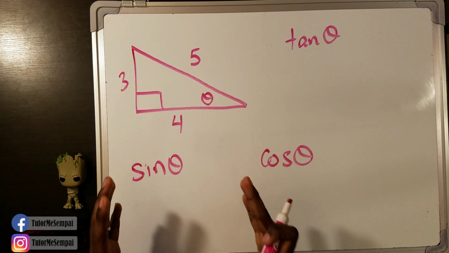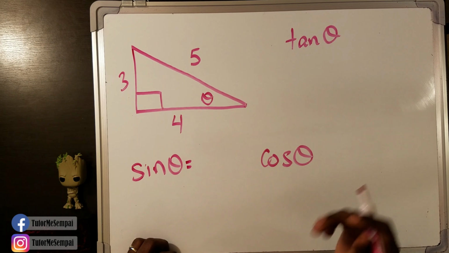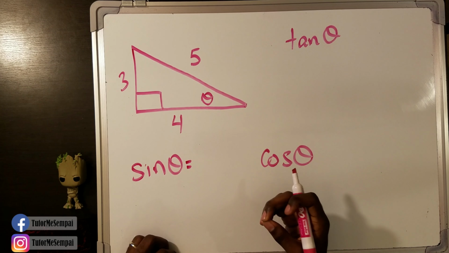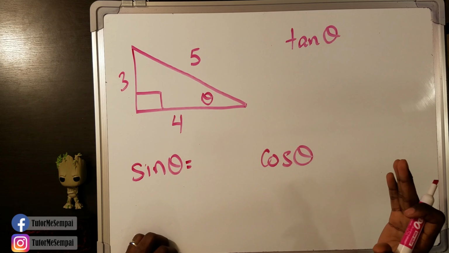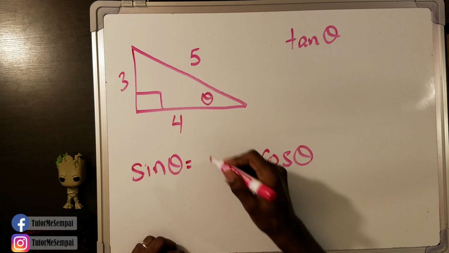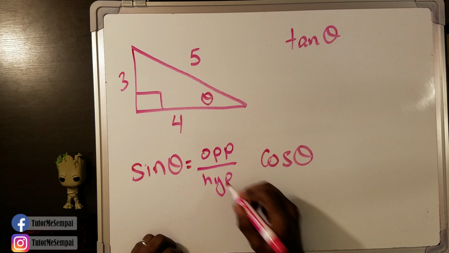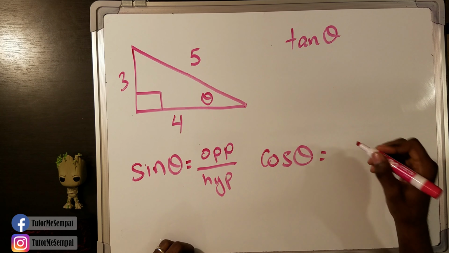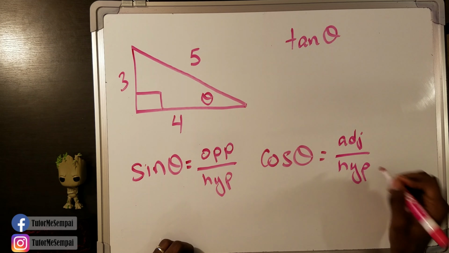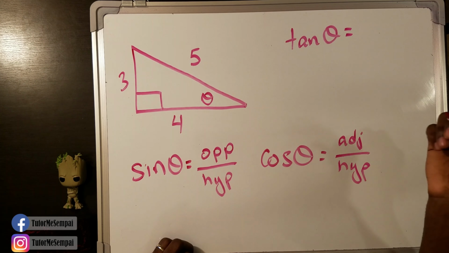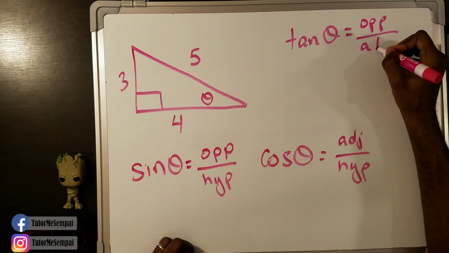So we have a ratio assigned to each of these trig functions, and they're going to be using what we just talked about: the opposite sides, the adjacent sides, and the hypotenuse side. So the ratio for the sine is going to be the opposite side over the hypotenuse side. The ratio for the cosine function is going to be the adjacent side over hypotenuse side. And the ratio for the tangent is going to be opposite side over adjacent side.